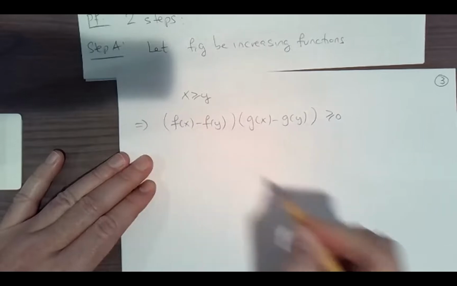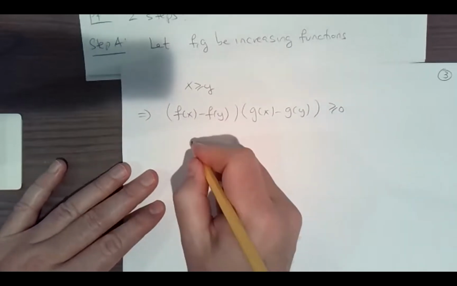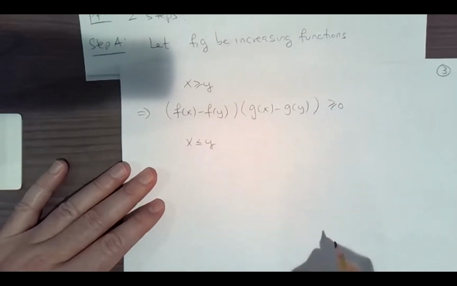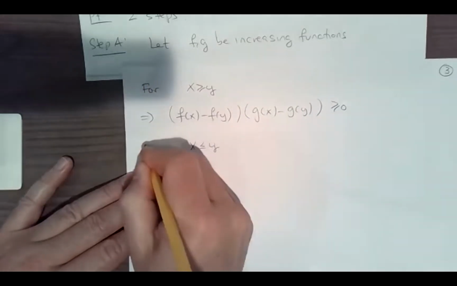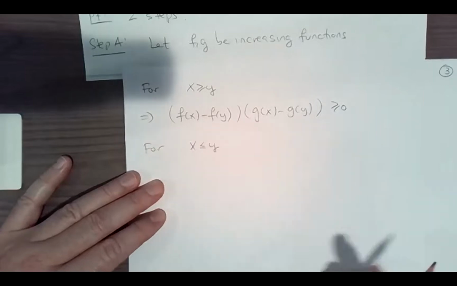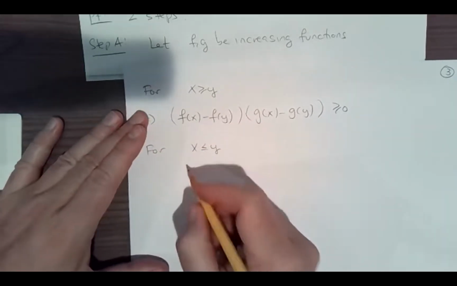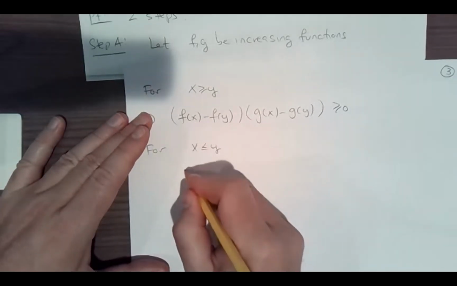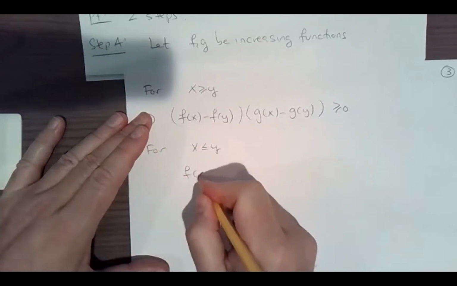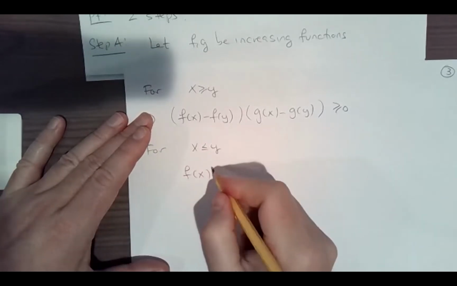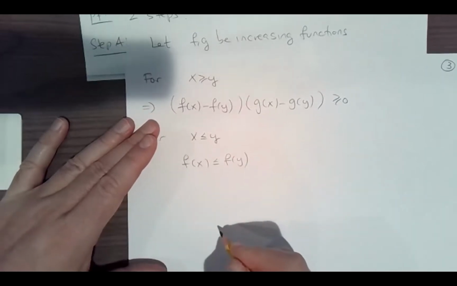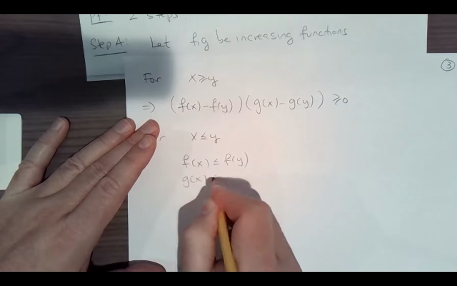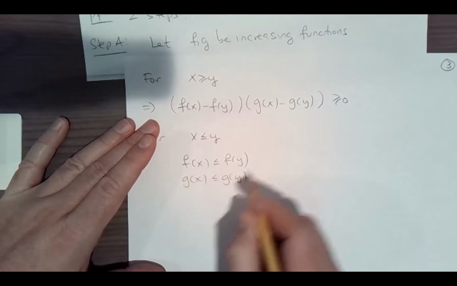Right, so we're going to get this. And if I do the opposite, if I take x less than y, so the first one is that case. If I have x less than y, well, then the inequalities are going to flip. I'm going to get that f of x is less than f of y, and I'm going to get that g of x is less than g of y.